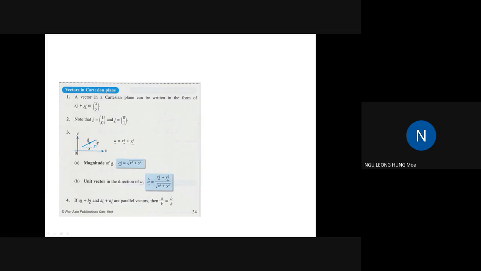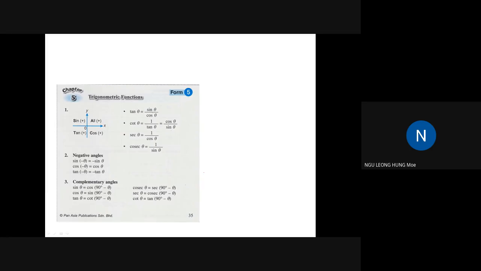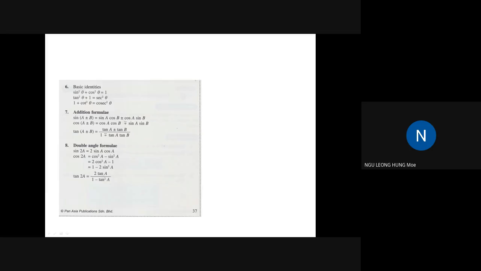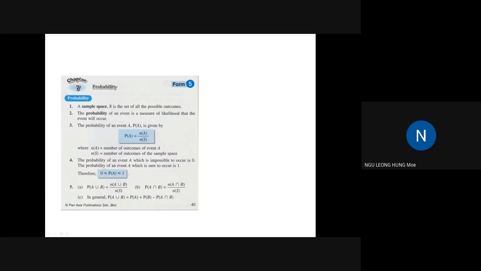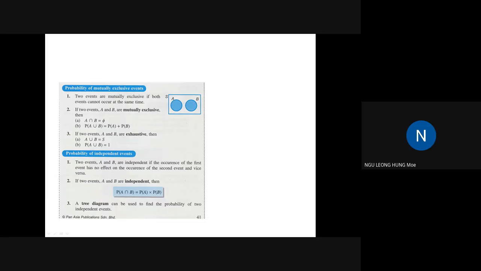Unit vector: down there is magnitude. Trigonometry. Permutation, combination. This one. Probability.